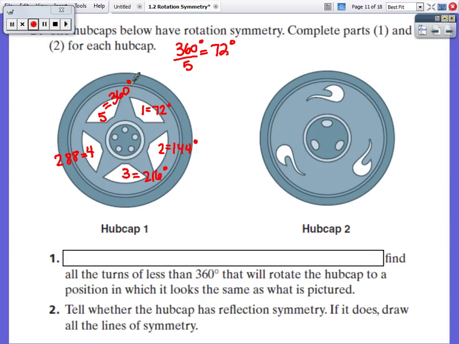Okay? On this one, you can see that there are 3 rotations. So 360 divided by 3 is equal to 120 degrees per rotation. So 1 is 120, 2 is 240, and 3 is 360.